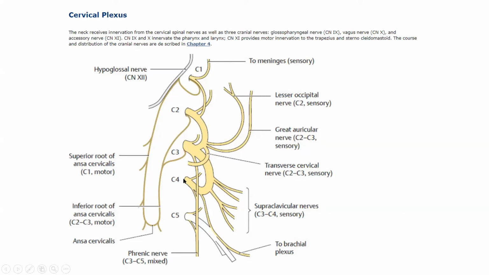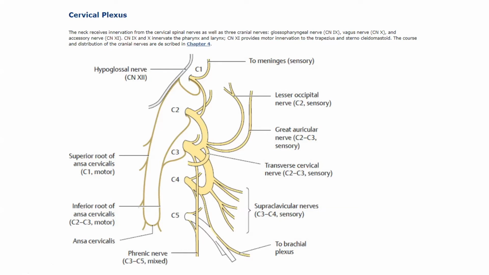So the motor branches of the cervical plexus come from the cervical plexus, from the anterior side of the vertebral column, and go to the deep muscles. Those muscles are the longus colli, the longus capitis, the rectus capitis anterior, and rectus capitis lateralis, for example.